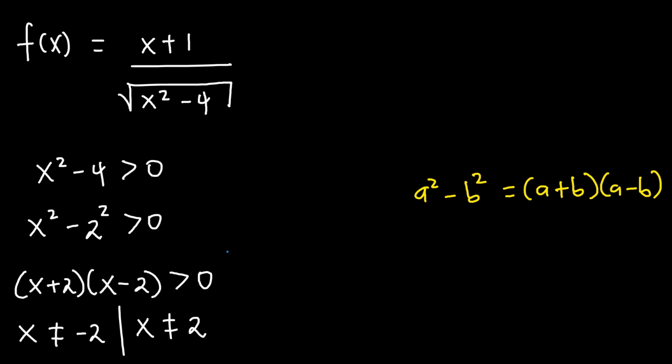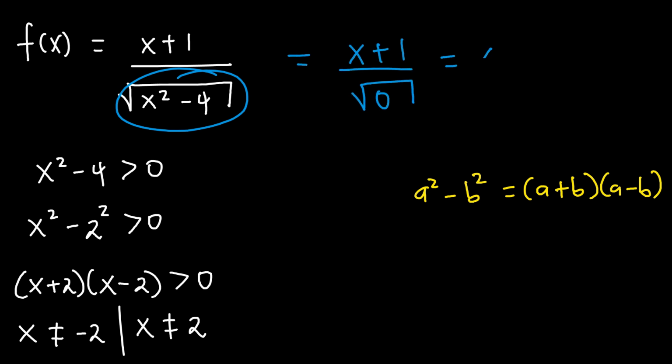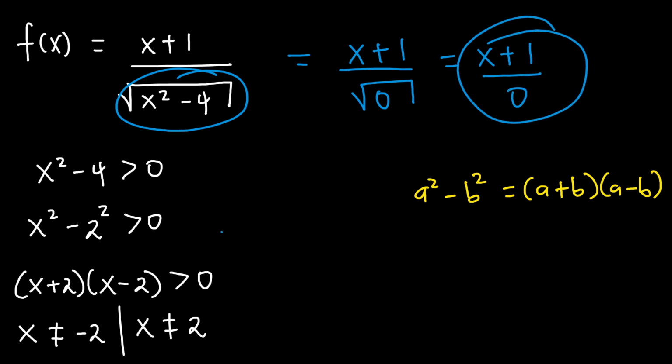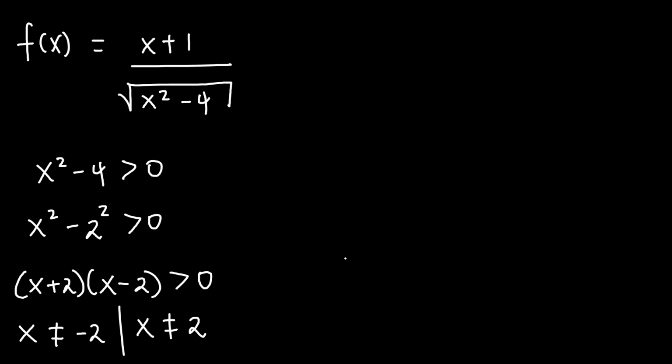If you want, you can prove this. If you put in x equals negative 2 or positive 2 into this, you'll get something like x plus 1 divided by the square root of 0, which is x plus 1 divided by 0. And this is indeterminate. Now let's see how we can represent this on a number line.